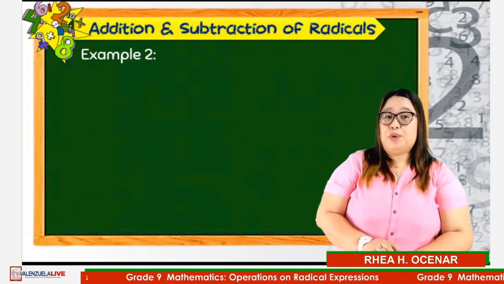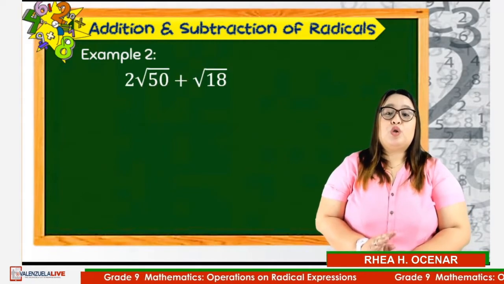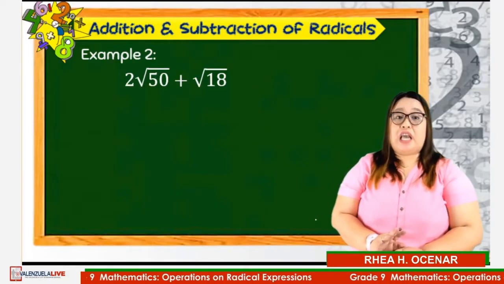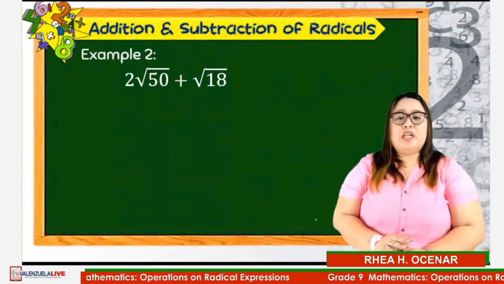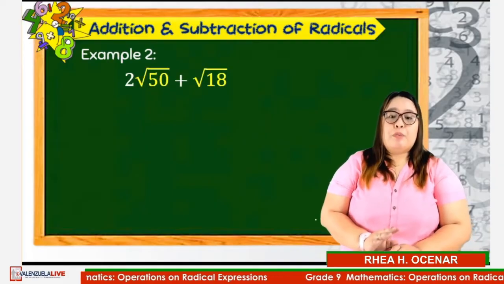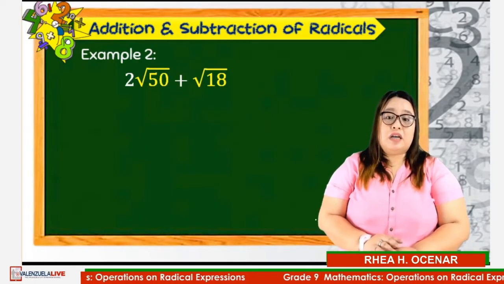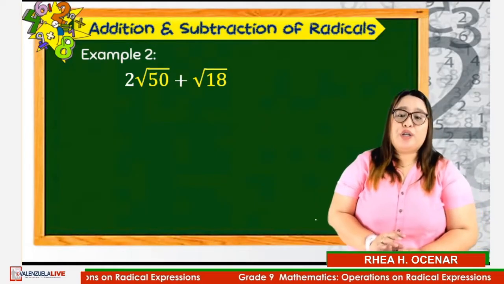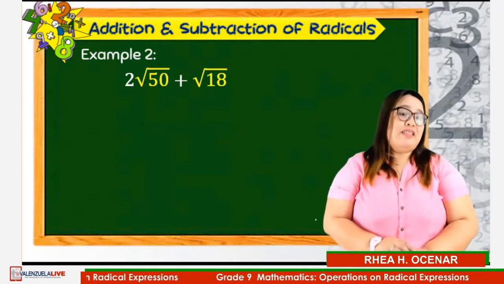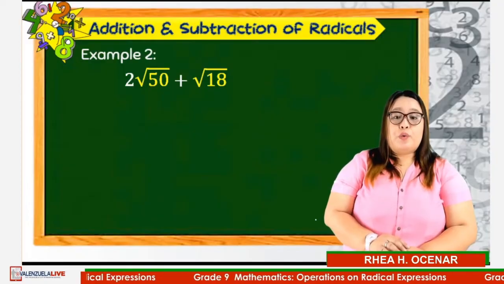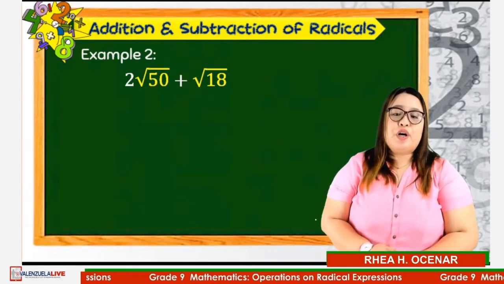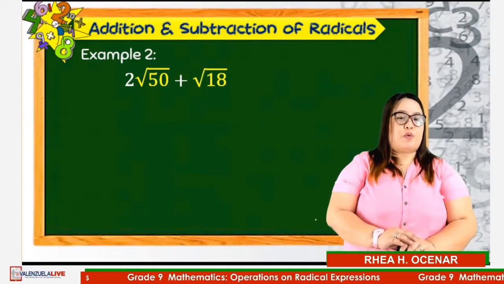Example number 2. 2 square root of 50 plus square root of 18. We need to simplify both radicals. Thus, we will get the factor of each radicand according to the index. Given that the index is 2, we therefore obtained a radicand factor which is a perfect square.